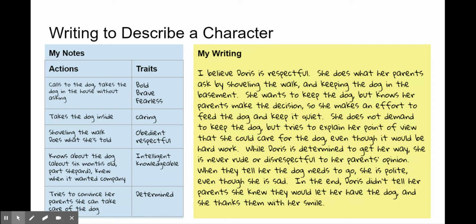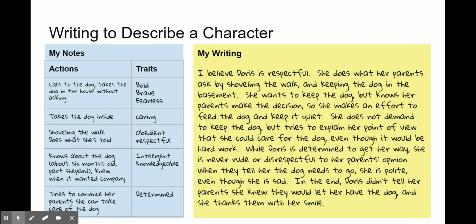Some things I want to point out. Please notice, I did not just write Doris is respectful. I gave a few examples from the text and I explain why I think that example is showing respect. So when you're writing, it's not a quick one or two sentences. It really is taking two or three examples from the text and explaining how this character connects to that character trait.